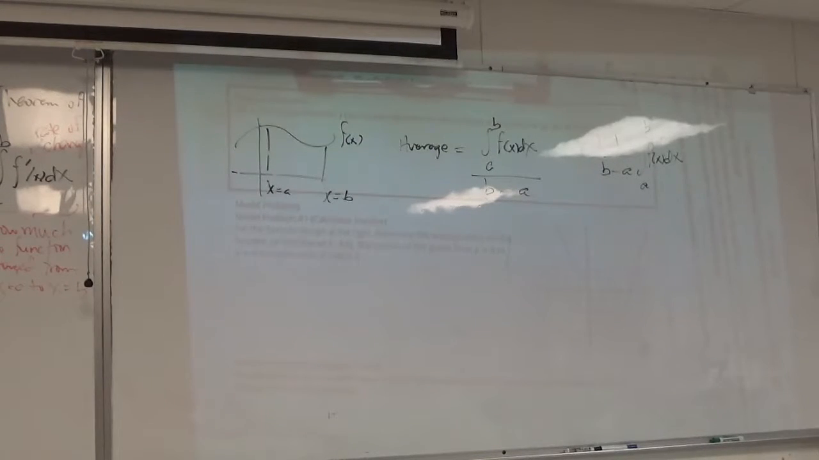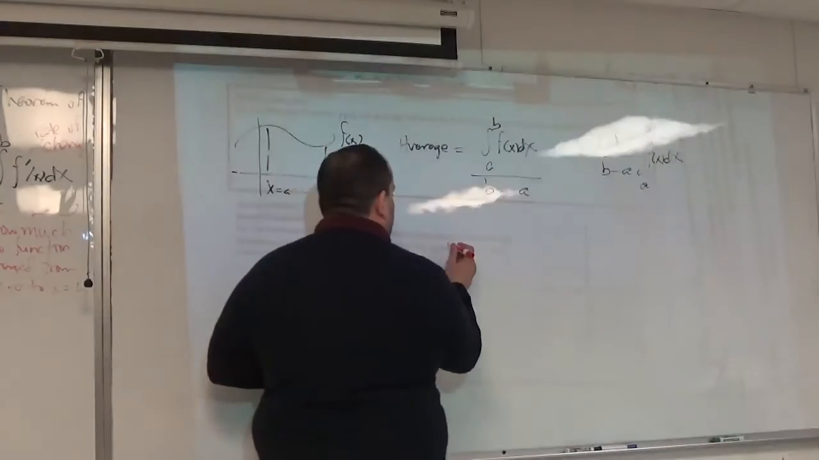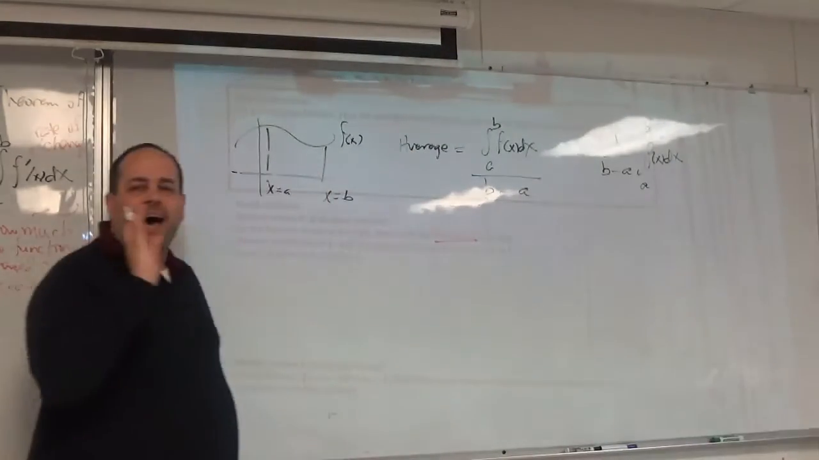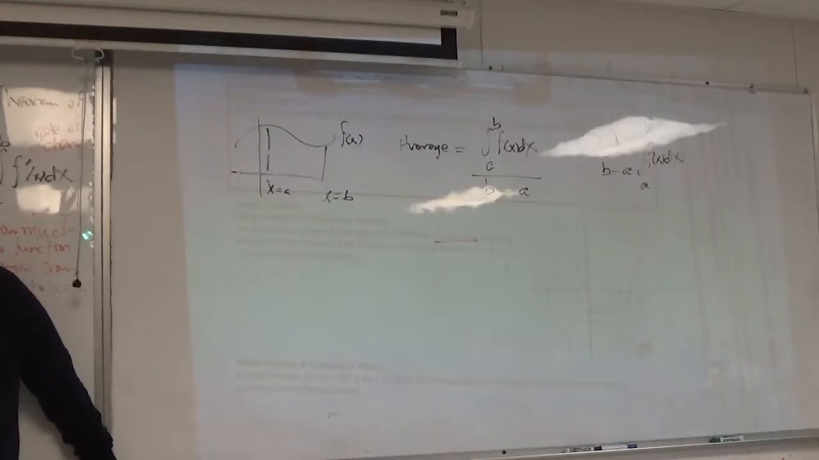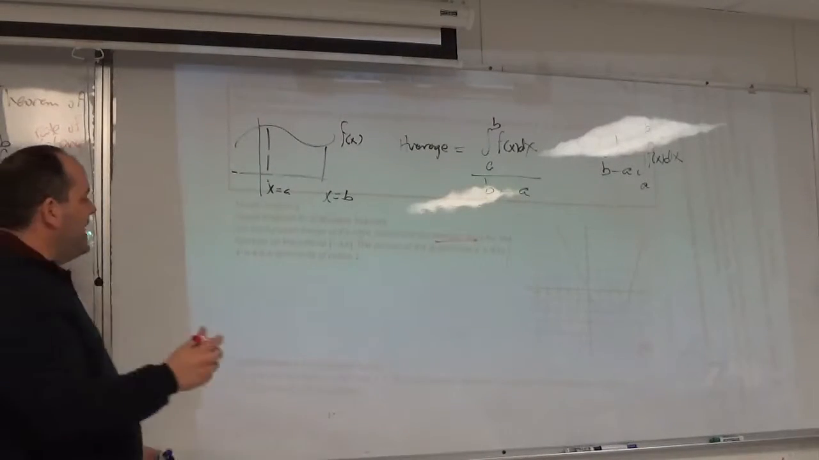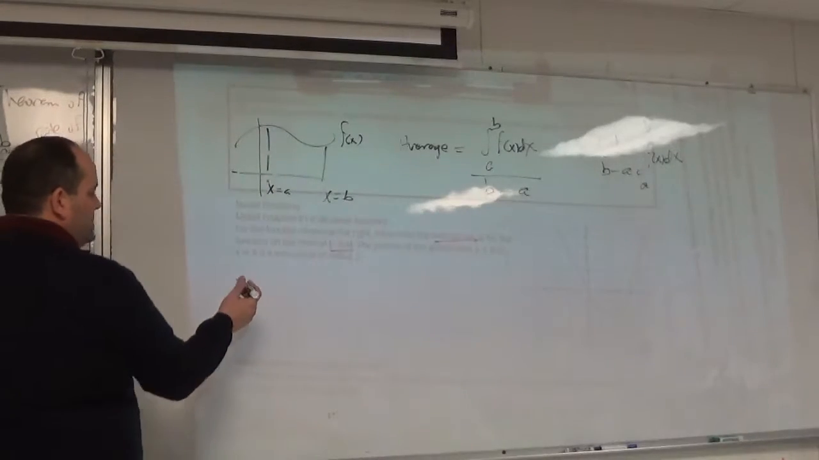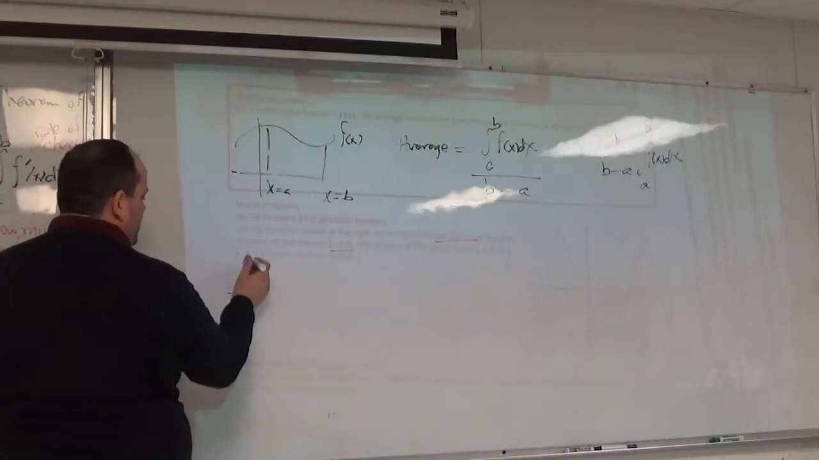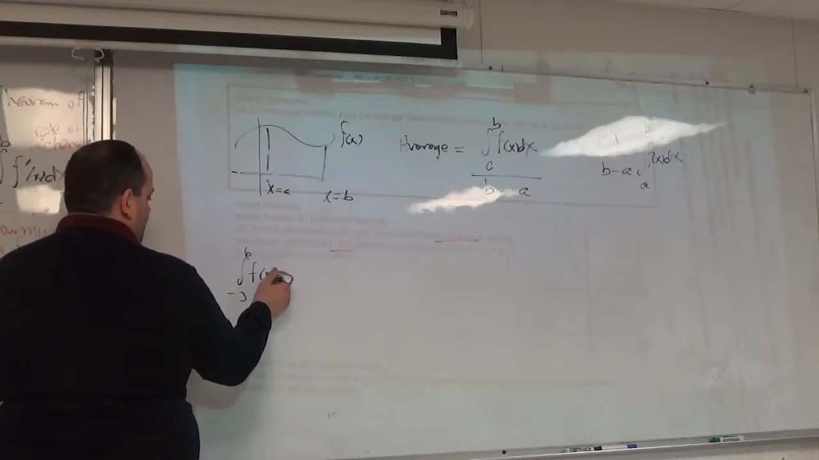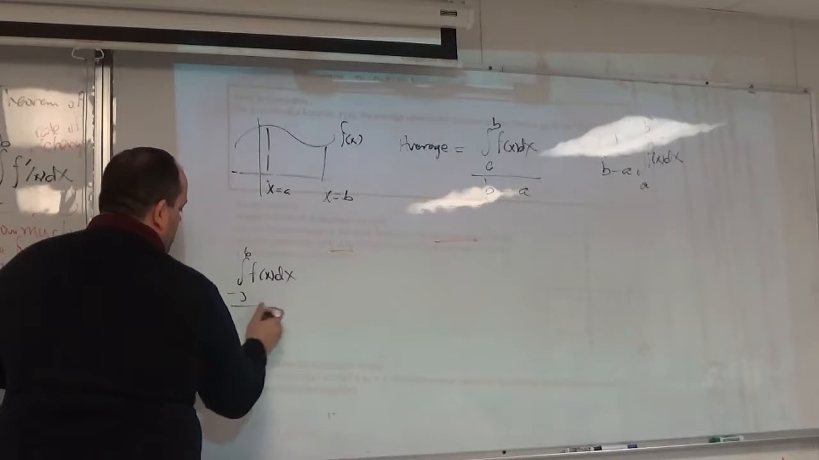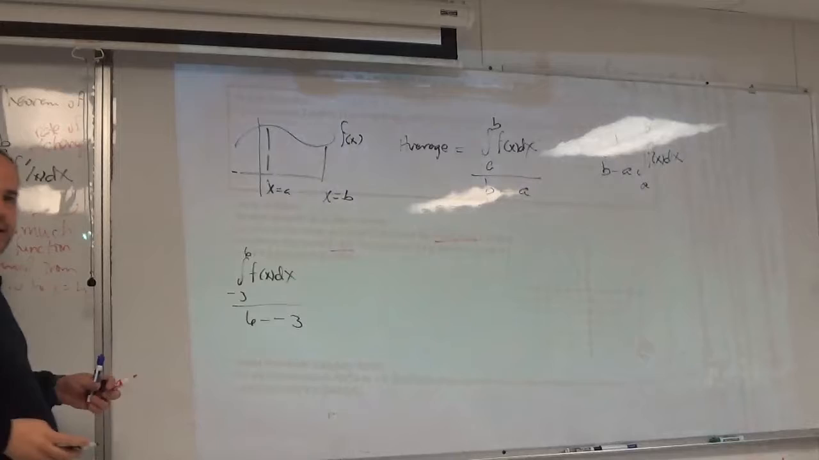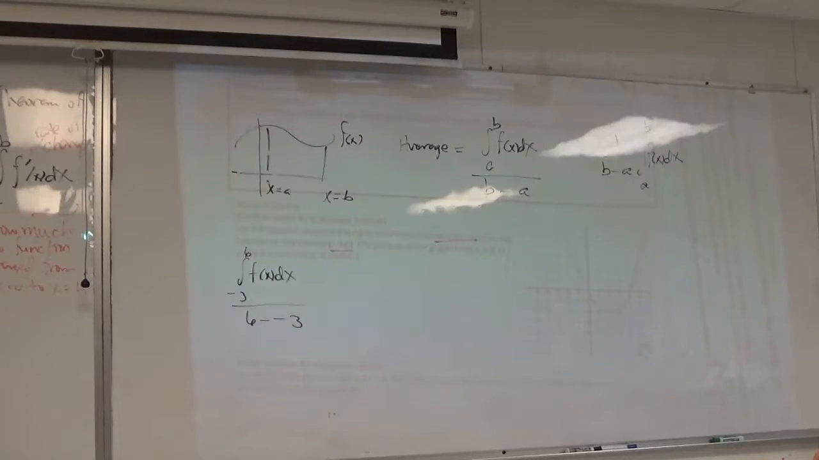Uh-oh. Okay, just want to make sure we're all on the same page here. I want the average value on what interval? Negative 3 to 6. From -3 to 6 is where I want the average. So your setup, you have to find the integral from -3 to 6, and then divide by 6 minus -3, or 9.